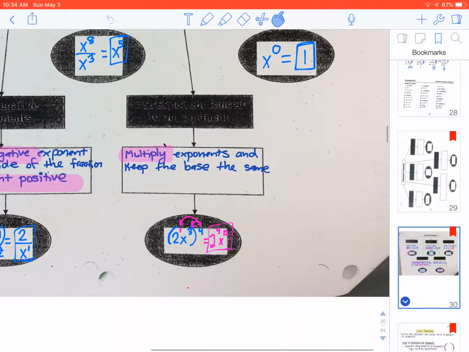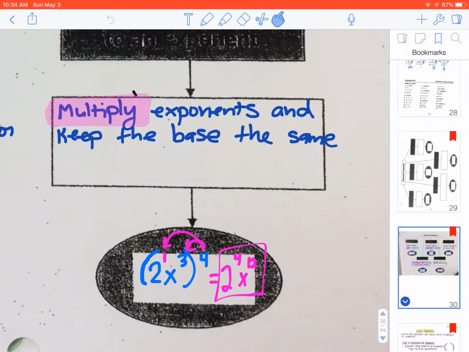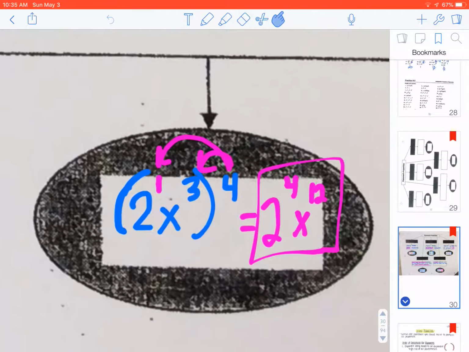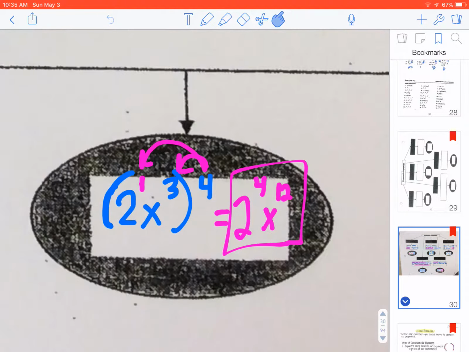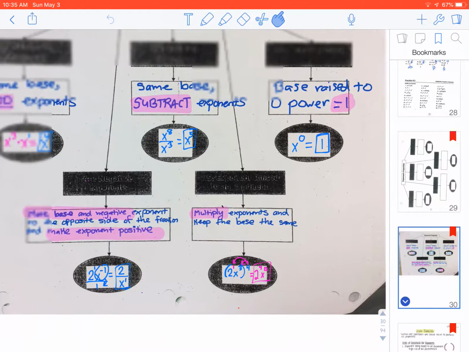Okay, property 5, hopefully you remembered. When you have a power to a power, so when you have an exponent raised to an exponent, you're going to multiply the exponents and keep the base the same. So example is 2x to the third, all raised to the 4th power. You would multiply that 4 to each of the exponents. It's going to clear the parentheses, and it's also going to combine your exponents. So you'd have 2 to the 4th, x to the 12th.